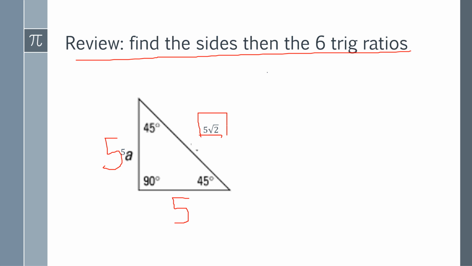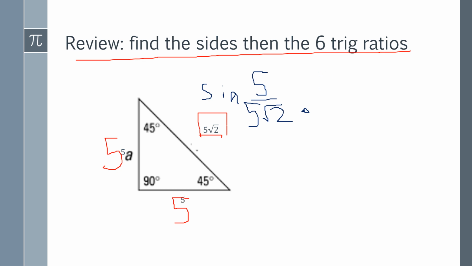So sine is going to be 5 over 5 square root 2, which we know, if it's sine, also the hypotenuse. However, something I told you can never, ever happen: having the square root in your denominator. So we gotta multiply both numerator and denominator by the square root of 2.